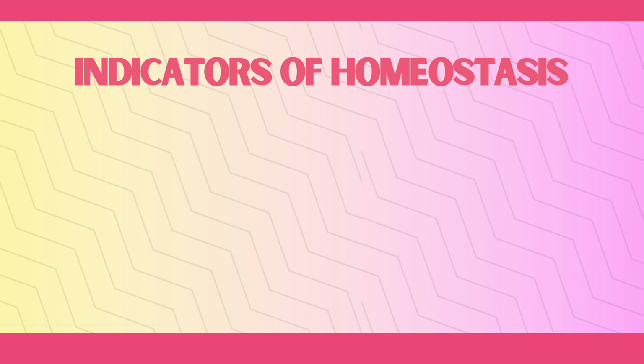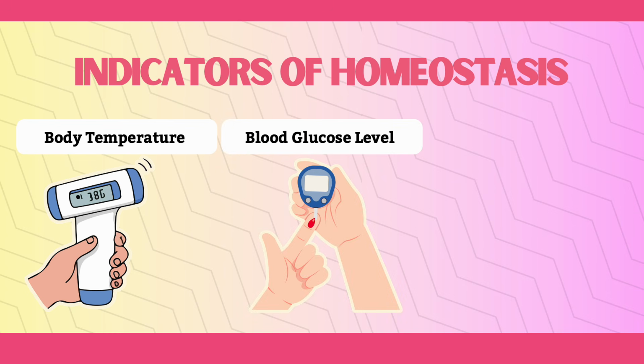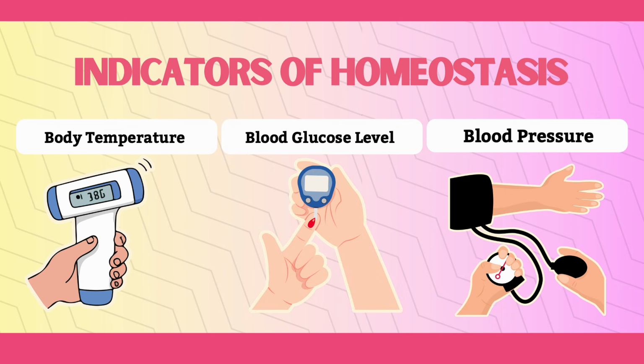There are three indicators highlighted in our lesson: body temperature, blood glucose level, and blood pressure. As we discuss each one, observe what happens when the value becomes too high or too low and how different body systems respond to help restore balance.